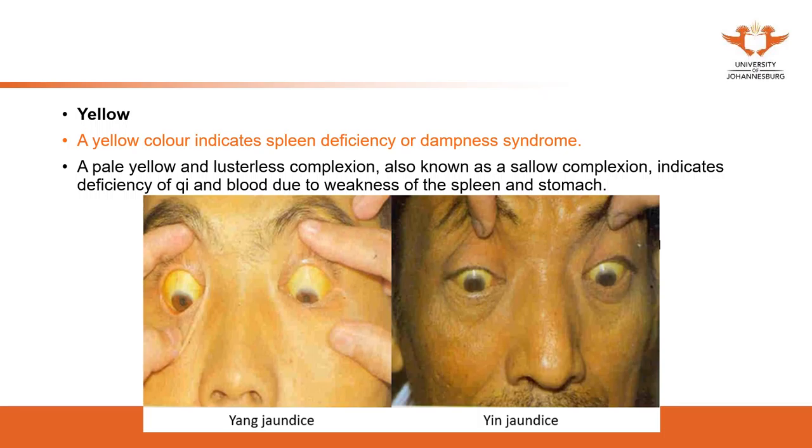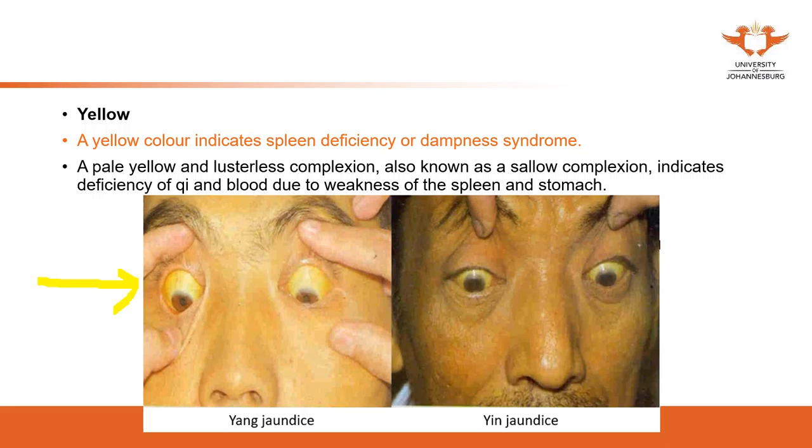The next color, the yellow color, indicates spleen deficiency or dampness syndrome. For the other colors we have mentioned, the red and the bluish, sometimes it's difficult to observe, especially on darker skin. But the yellow color indicates spleen deficiency or dampness syndrome. Apart from the skin becoming yellow, you can see it in the eyes. These two pictures are from patients with jaundice. From the eyeballs, you can see the yellow color.